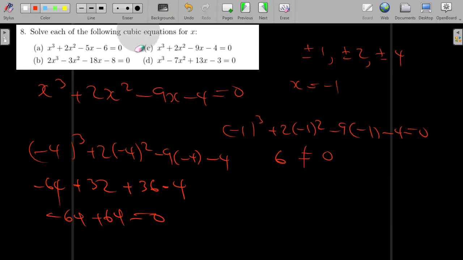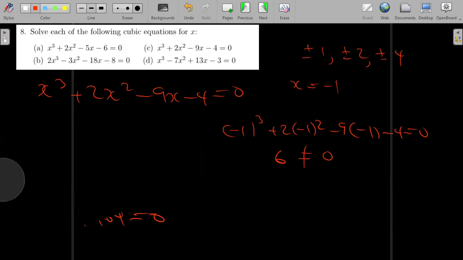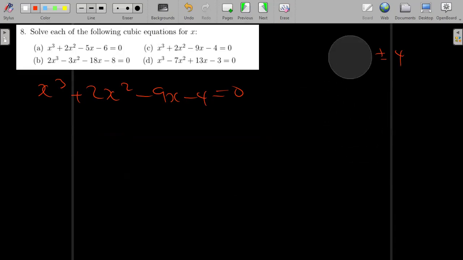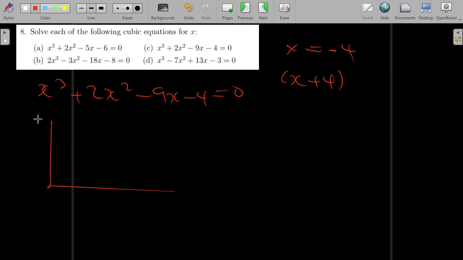And I found my first factor, which is a linear factor. I have x equal to -4, meaning this can simplify to the linear factor x plus 4, like that. I'll use, as usual, synthetic division. I get my -4 there. I can list them: 1, 2, -9, and -4 go there.